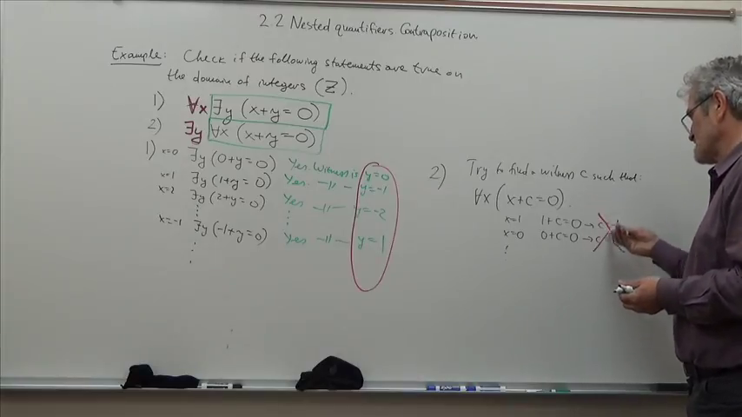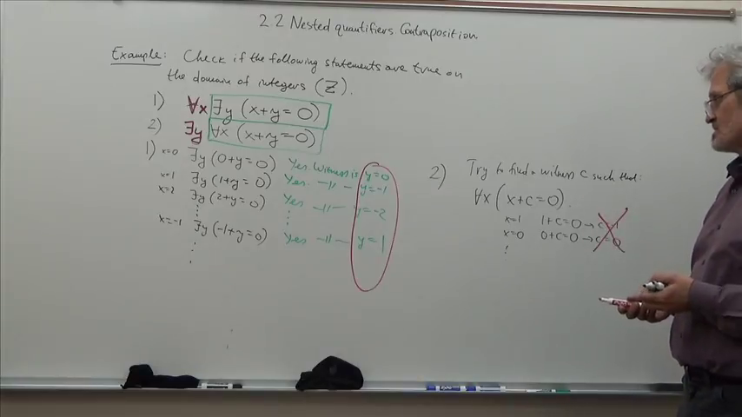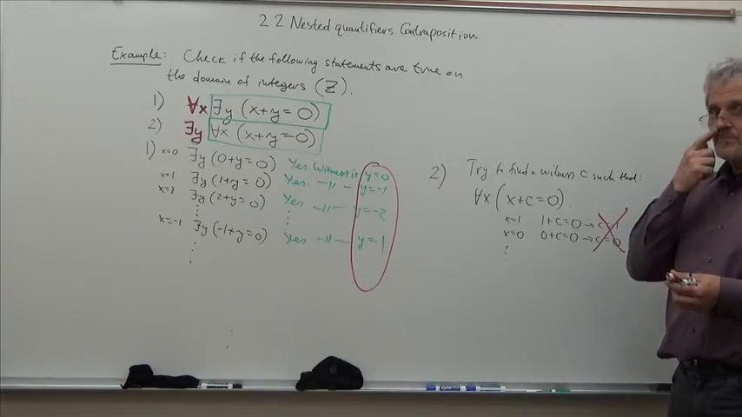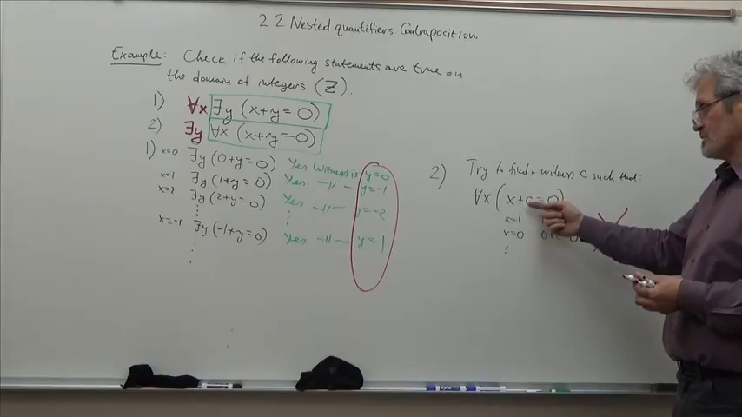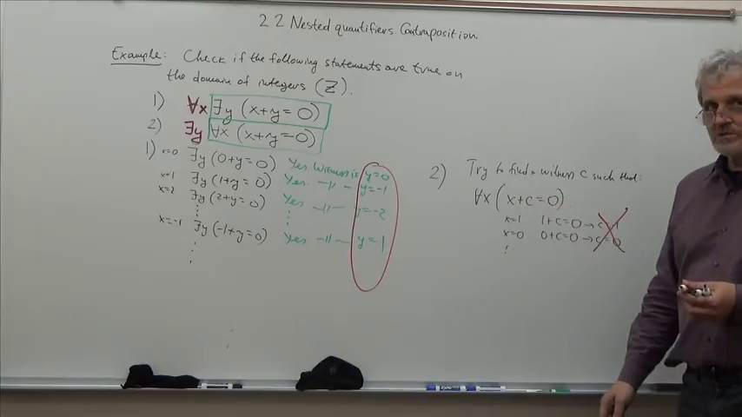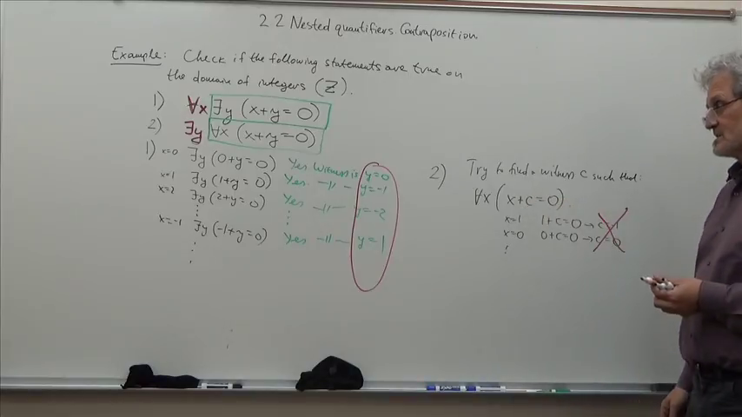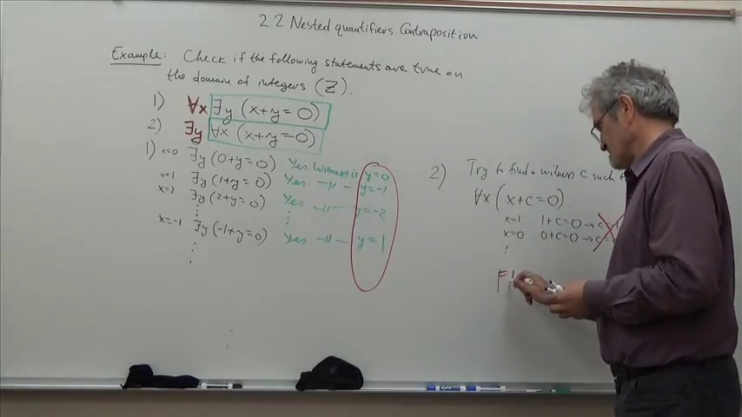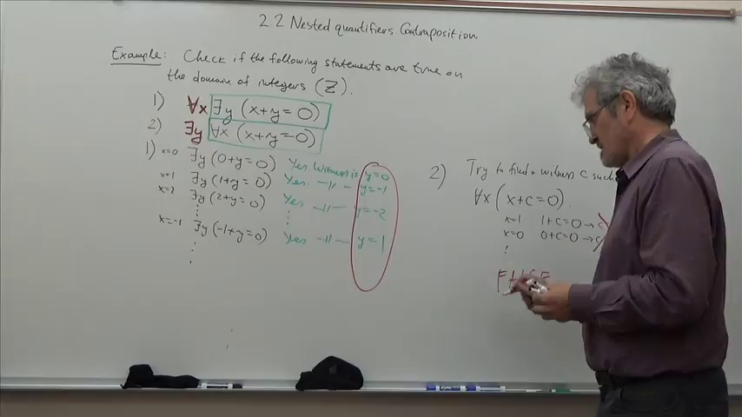There's no c that satisfies both properties, so that's telling us that we cannot find a witness c that would make this statement true, so such a witness does not exist, and the statement is false. So here we have false, and this one is true.